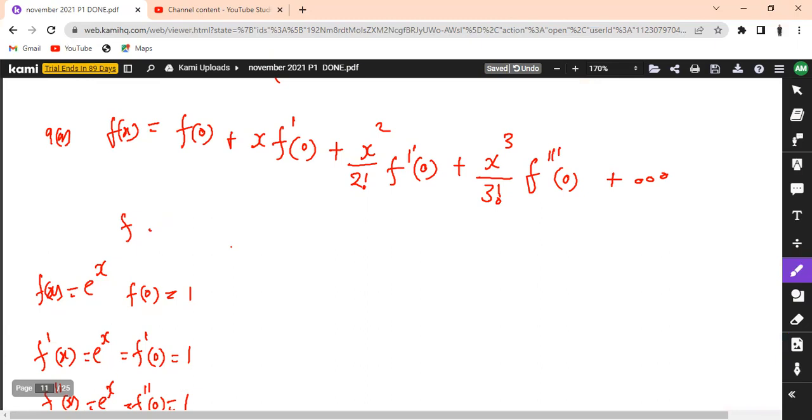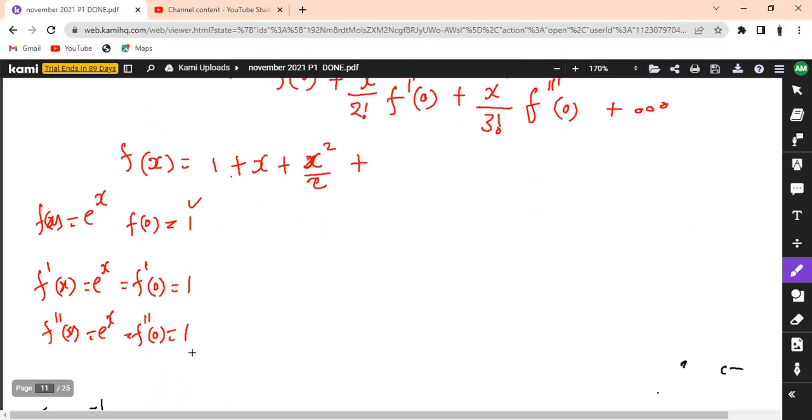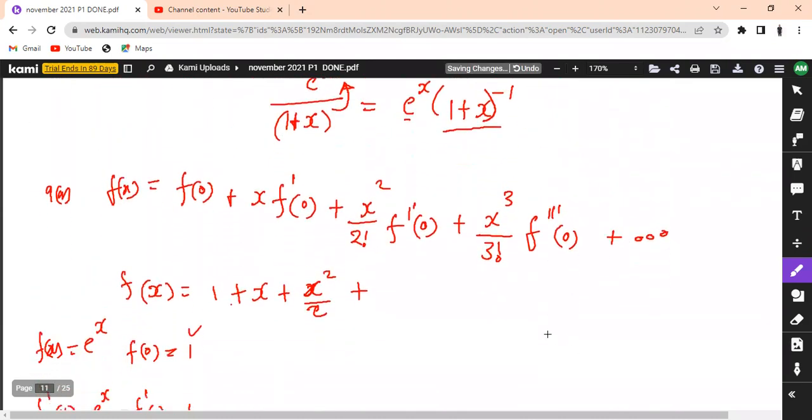So f of x is equal to f of 0, which we obtained as 1. Everything is 1, so it's just 1 times x, which is x, plus 1 times x squared over 2, so x squared over 2. 2 factorial is 2, and multiplying by 1, it's going to be x to the exponent of 3 over 3 factorial, which is 6, plus, and so on and so on.